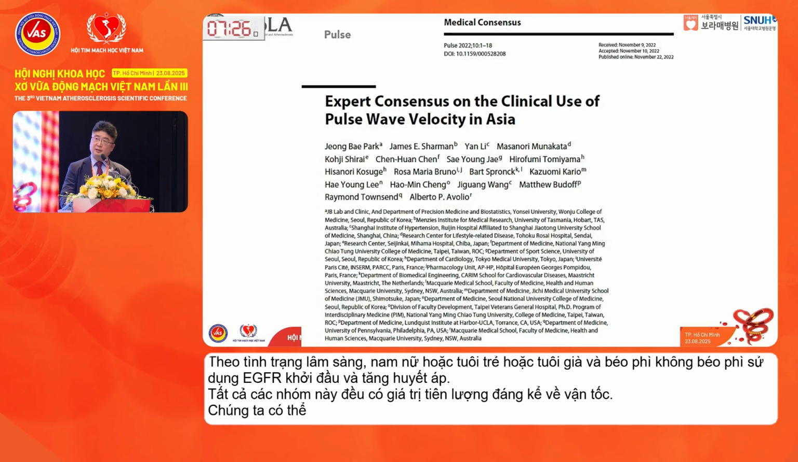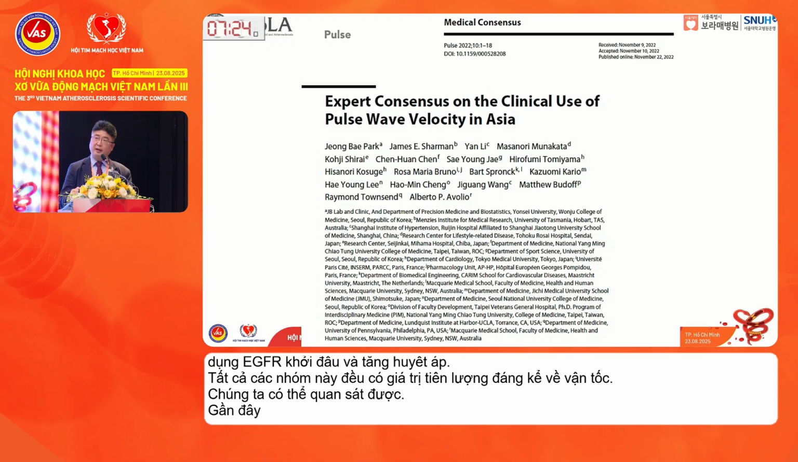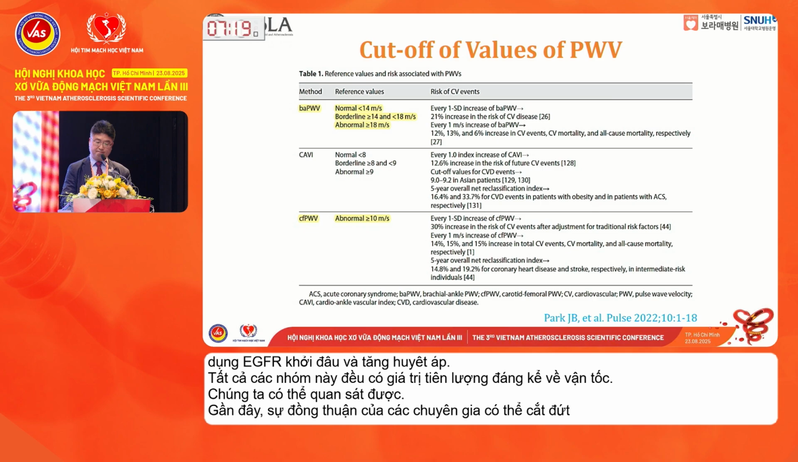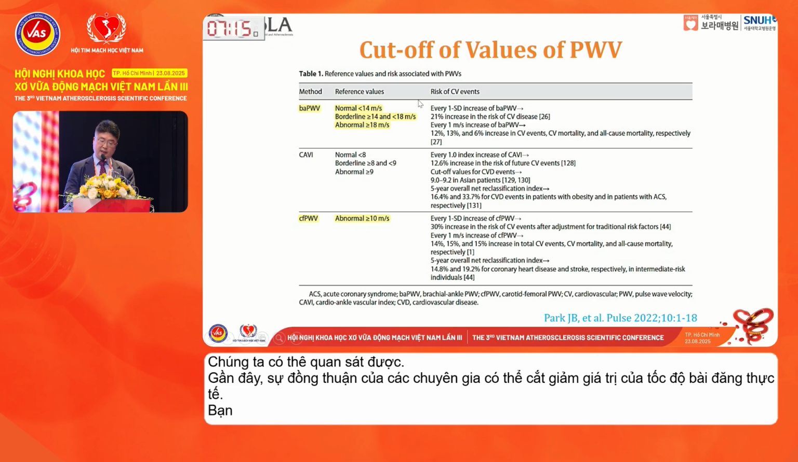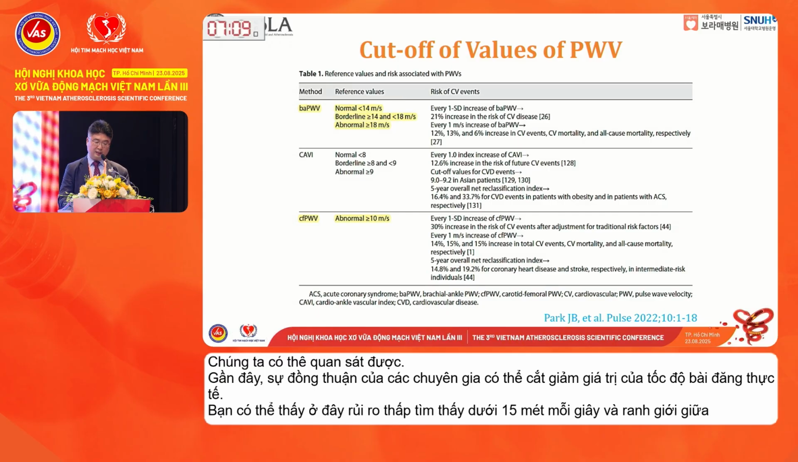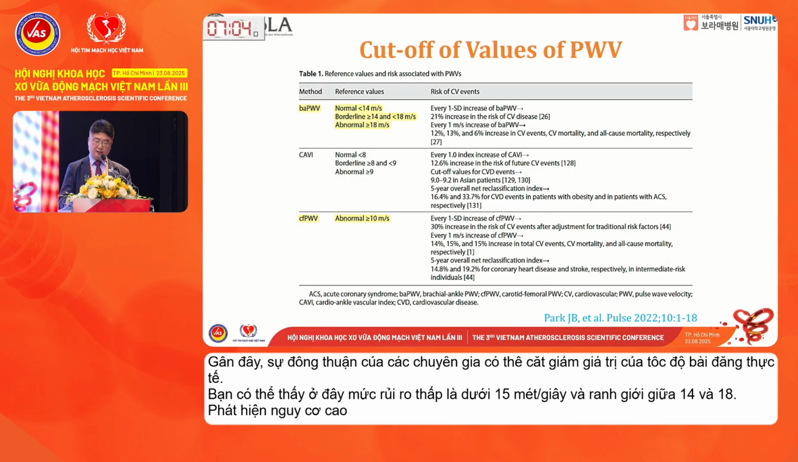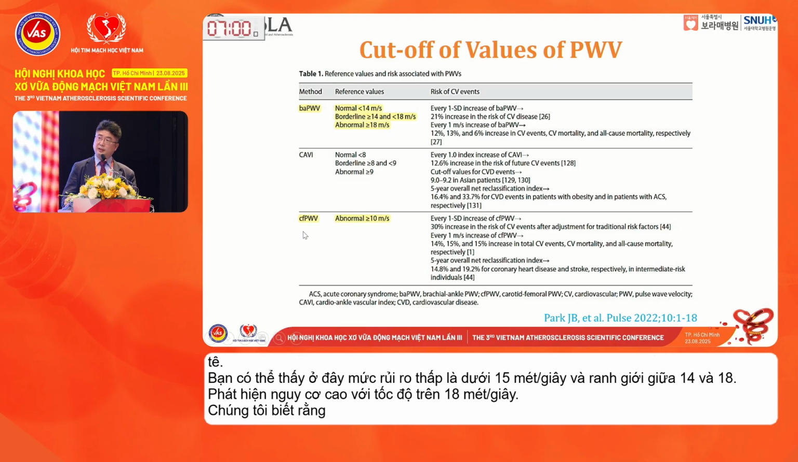Recently, expert consensus made cutoff values of brachial-ankle pulse wave velocity. You can see here the low risk finding less than 14 meter per sec, and borderline between 14 and 18. High risk findings more than 18 meter per sec. We know that carotid-femoral pulse wave velocity more than 10 meter per sec is an indicator of high risk finding.